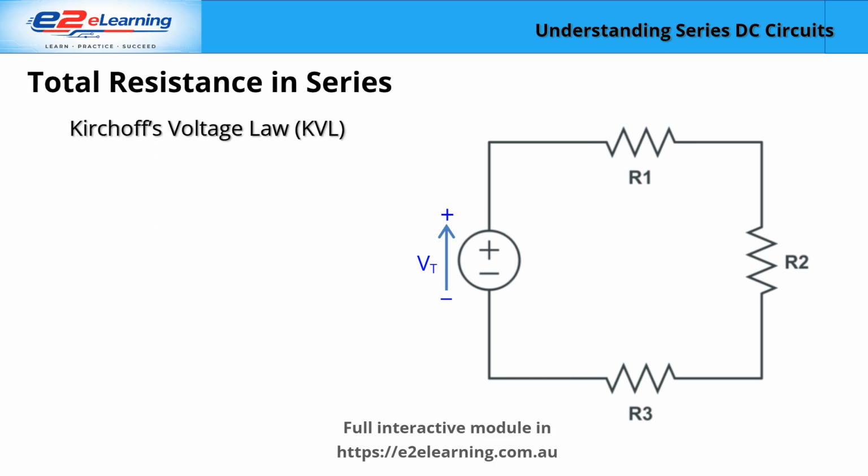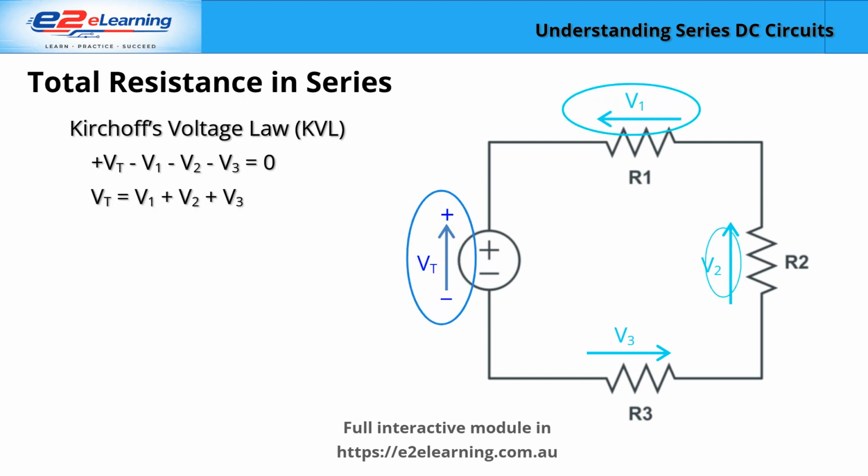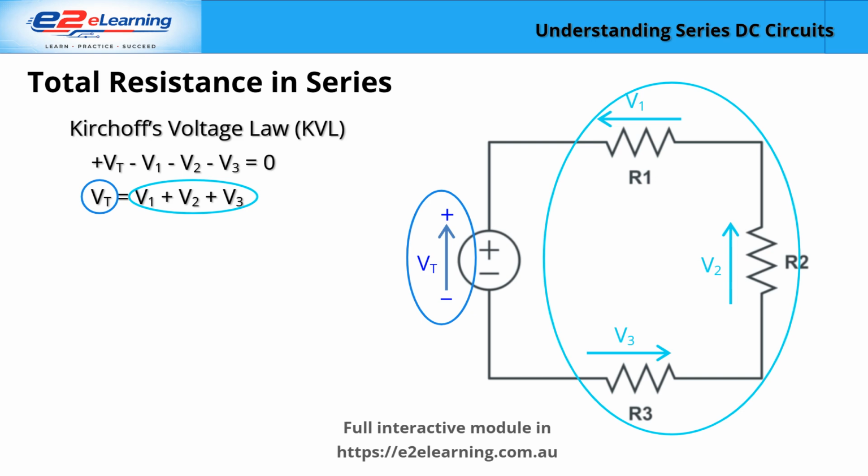Kirchhoff's voltage law, or KVL, states that the algebraic sum of all voltages around a closed loop is equal to 0. For a simple series circuit, we can write this as plus Vt minus V1 minus V2 minus V3 equals 0. Rearranging this expression gives us Vt equals V1 plus V2 plus V3. In other words, the source voltage is equal to the sum of all voltage drops across the series components.